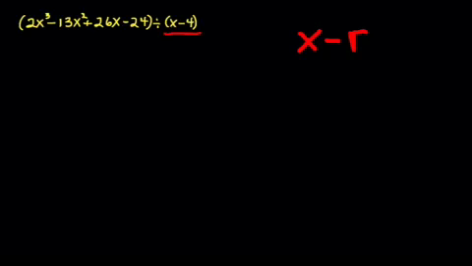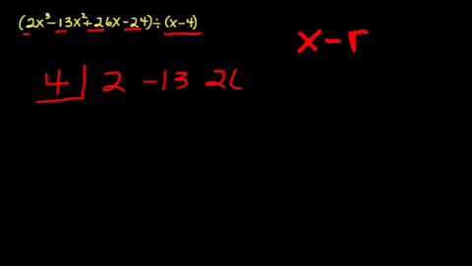And once it fits that form, then here's what you have to do to set up a synthetic division problem. We're going to put whatever the value for r is. In this case it's 4. I'm going to write it right here and put a little mark like this. And then I'm going to list the coefficients of each one of the variables in the original problem, along with their signs. So in this case I'm going to write down 2, negative 13, positive 26, and negative 24.